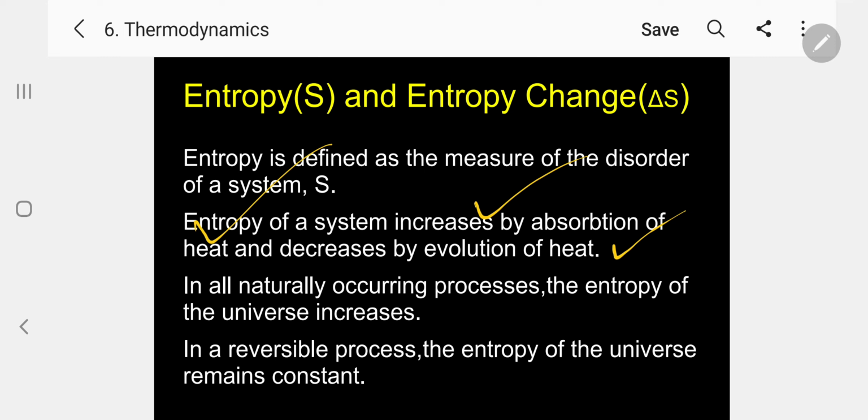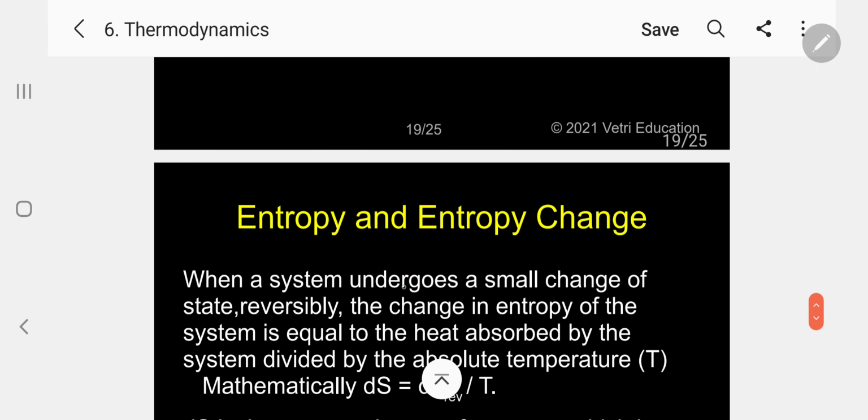Whenever heat is absorbed, the entropy of the system increases because order is becoming disorder. For example, if you take solid ice and send heat, it will immediately melt into liquid, so the entropy of the system increases. In all naturally occurring processes, the entropy of the universe increases. In a reversible process, the entropy of the universe remains constant.